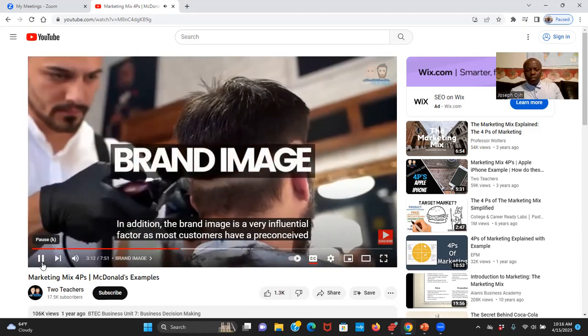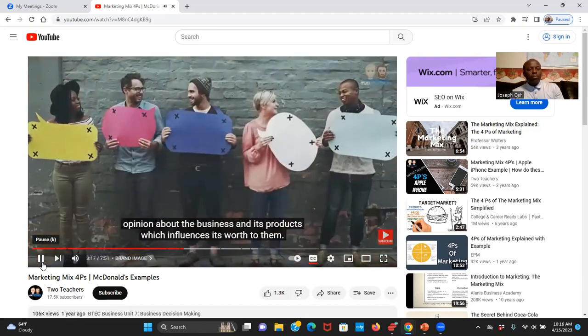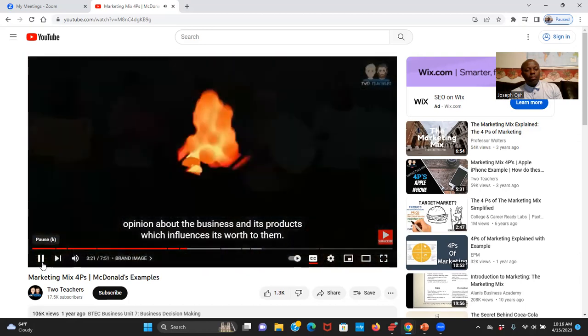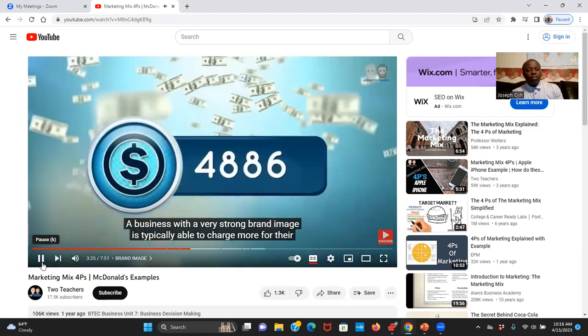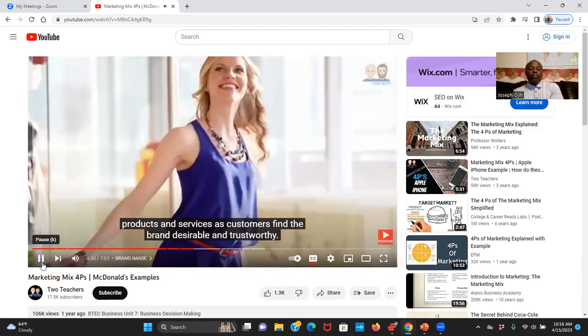In addition, the brand image is a very influential factor, as most customers have a preconceived opinion about the business and its products, which influences its worth to them. A business with a very strong brand image is typically able to charge more for their products and services, as customers find the brand desirable and trustworthy.